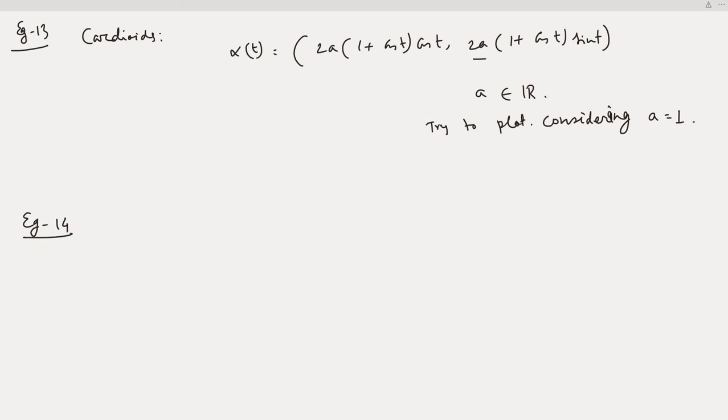So this is the last one. Alpha of t is equal to ((1 plus 2 cos t) times sin t, (1 plus 2 cos t) times cos t).